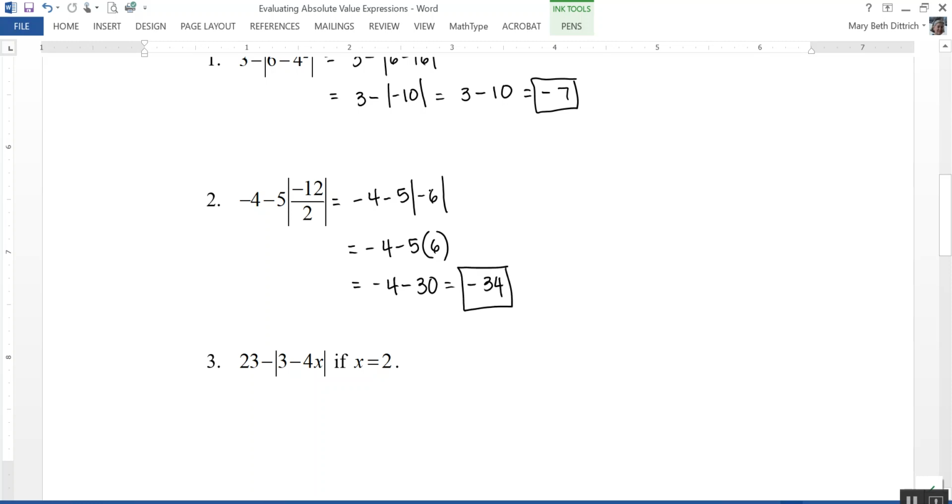So once again, we simplified within the bars, came up with one number between the absolute value bars, and then took the absolute value of that.